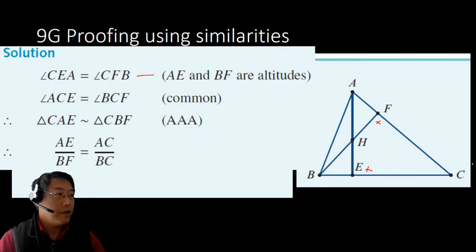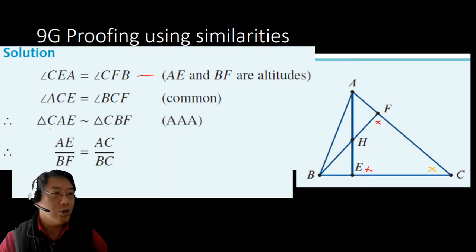Then you have ACE and BCF. So that angle here is common to any triangles you try to build up. So here they chose ACE to be compliant with the first one, CEA, and BCF is a rearrange. So now we have two angles that are going to be equal.